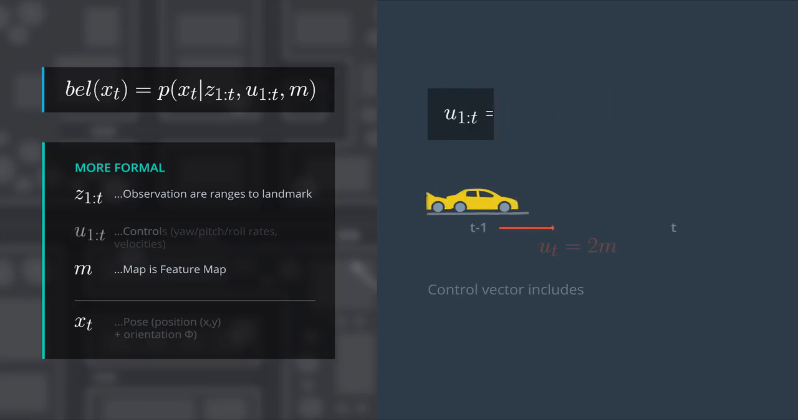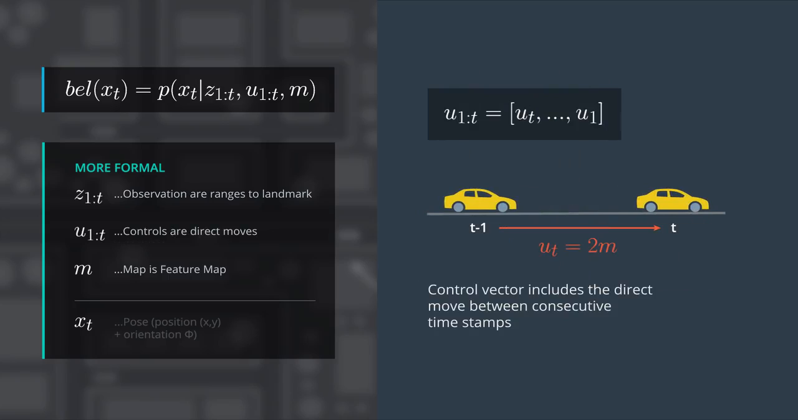The control vector includes the direct move of the car between consecutive time steps. This means the control is defined by the distance the car traveled between t and t-1. In this case, the car moves 2 meters to the right.